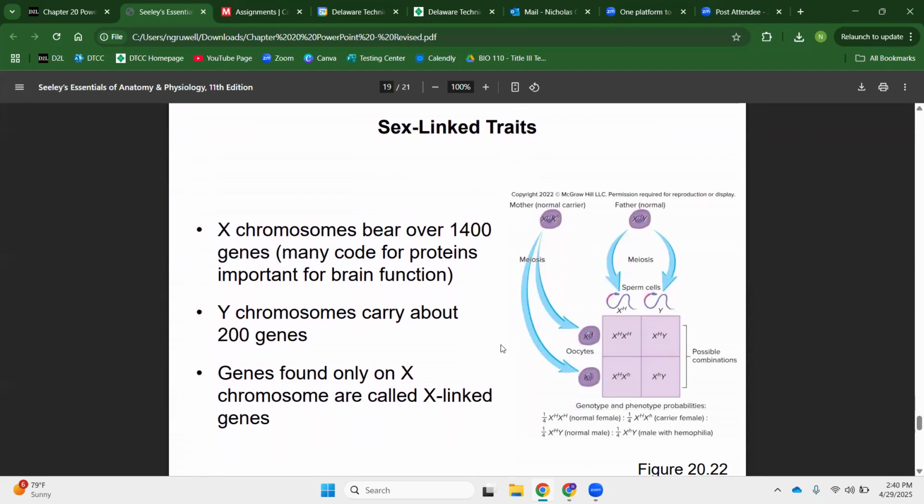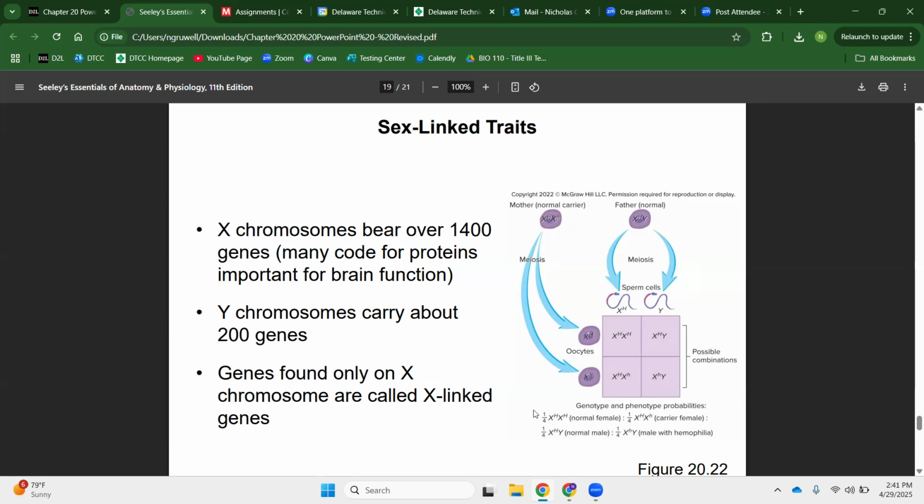Okay, one of the last things that we're going to discuss is sex-linked traits. Both the X and the Y carry more than just our genetic sex, but the X chromosome especially has a lot of genes. So it makes sense that we all have at least one X chromosome. Our Y chromosomes are important, but they're quite tiny. They only code for about 200 genes. And so we have some genes that are only found on our X chromosome, and we call those X-linked genes, which are typically the sex-linked traits we are discussing.